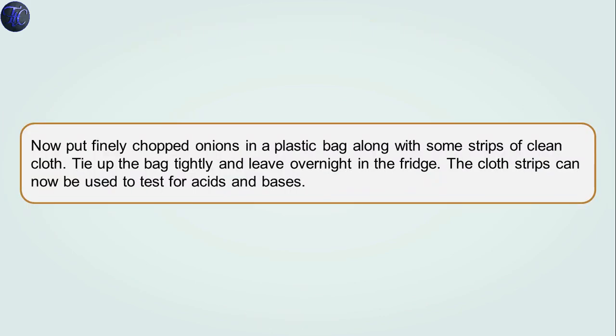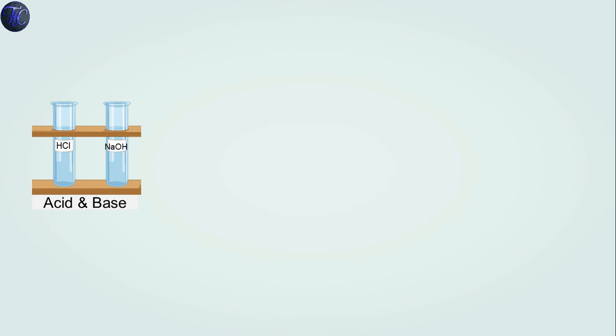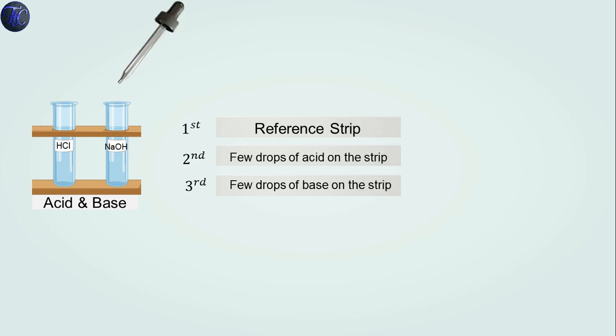Now put that finely chopped onion in a bag along with some clean strips of cloth. Tie up the bag and leave it overnight in the fridge. On another day, that cloth strip can be used to test for acids and bases. Let's see how this happens. Take the 2 solutions, acid and base. Now take out those 3 cloth strips from the bag. Take the first cloth strip as a reference and don't do anything with it. With the help of a dropper, add a few drops of acid on the second strip and then a few drops of base on the third strip.